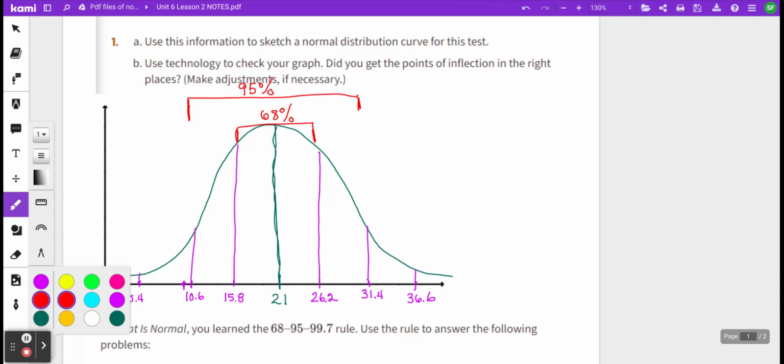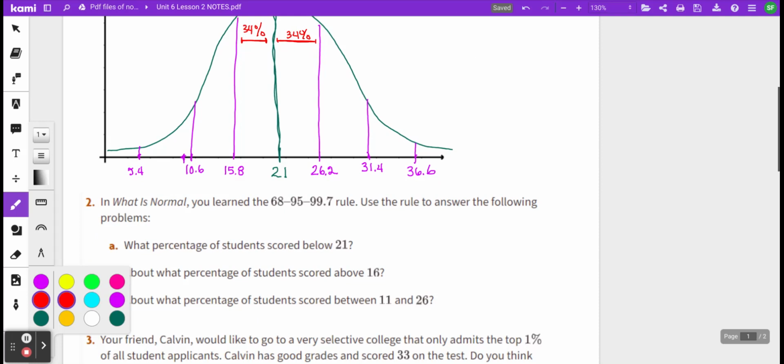Okay. Now we could also break it up even farther. So how much would score between 21 and 26.2? We know that from 15.8 to 26.2, it's 68. So if we halved it, we could figure out that this is 34% from here to here. And from here to here, it's also 34%. And we can do that a little further. But let's go ahead and answer some of the questions.